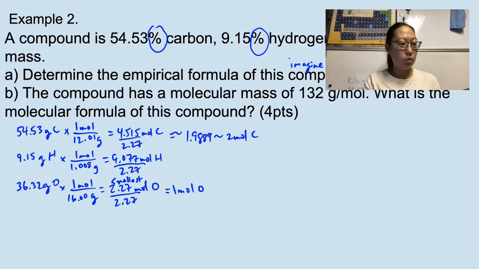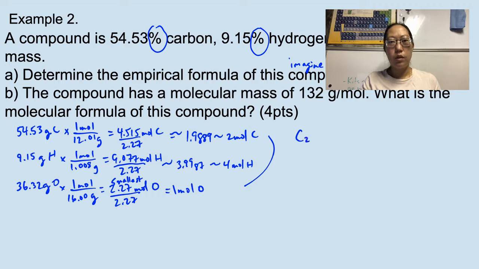And then this one is coming out to right around 3.9987. So this is about 4 moles, or this is 4 moles of hydrogen. So now take these mole numbers and we'll write a formula, C2H4O. That's our empirical formula, our lowest whole number ratio.